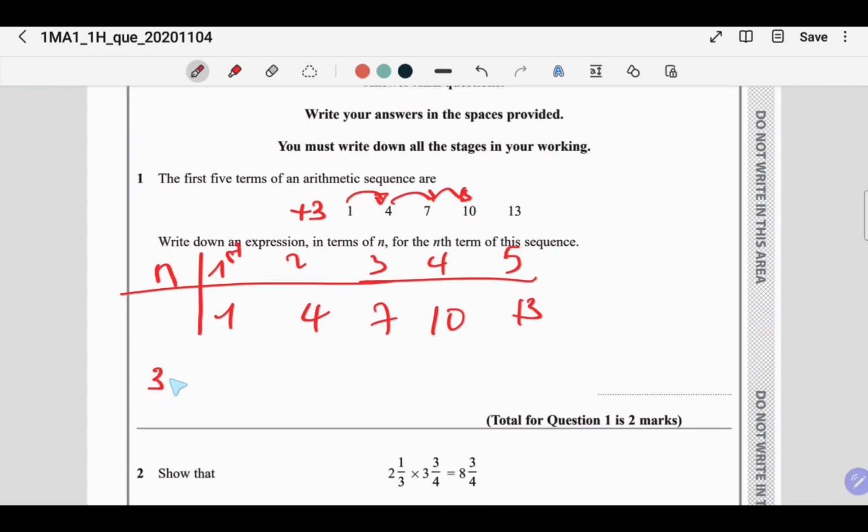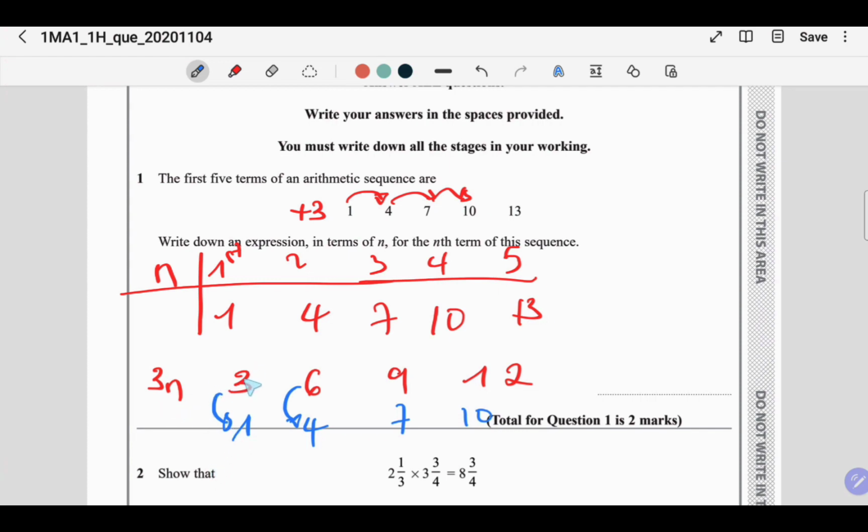So that means we're representing the 3 times table. So this would be 3, 6, 9, 12. Now we want to make sure that we can go back to the original sequence, which is 1, 4, 7, and 10. So we just basically have to find the difference between these two values.